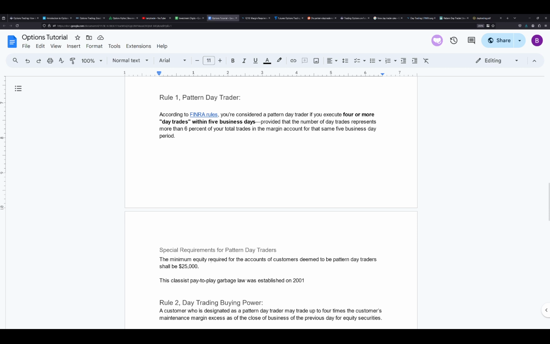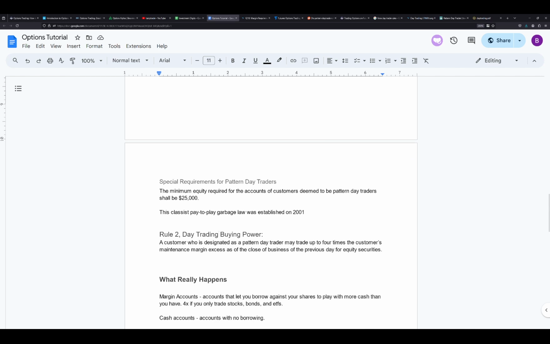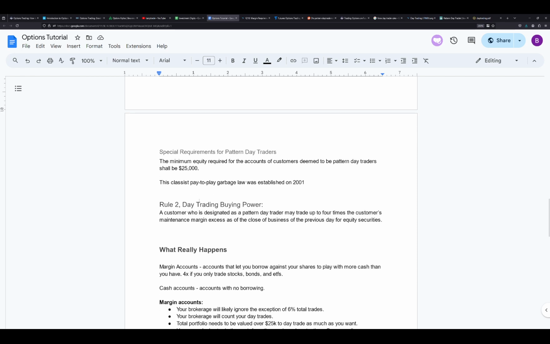You're allowed to do this as much as you want if your portfolio has more than $25,000 in value. So as a special requirement to day trade. This is classism at its finest, established in 2001, and I hate them so much. I hate them so much for that. FINRA needs to burn, in my opinion.